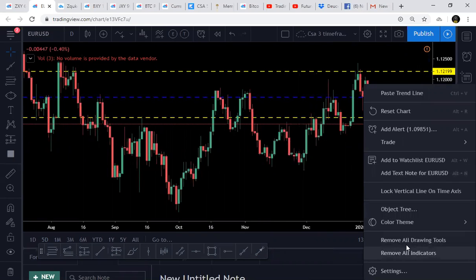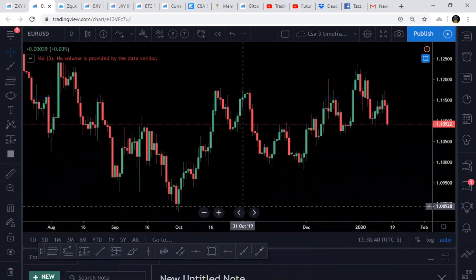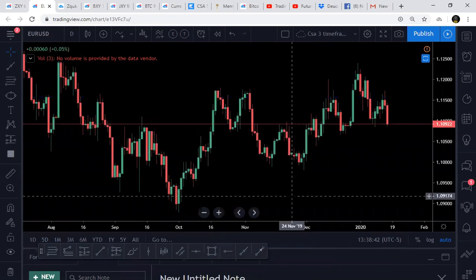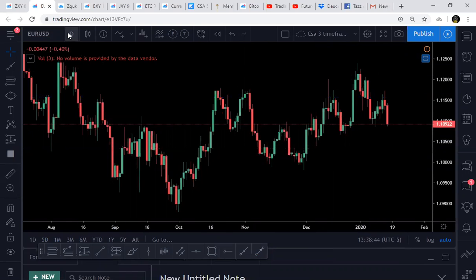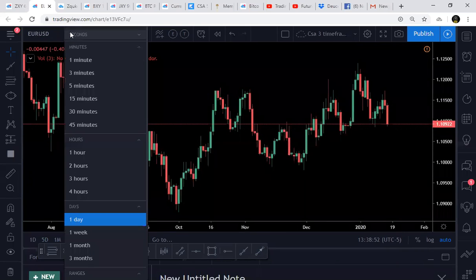I'm gonna remove all these drawings. What we like to do is we like to start on the higher time frames and then we work our way down so we can get into the trades. So, for instance, you want to recognize where the trend has started.